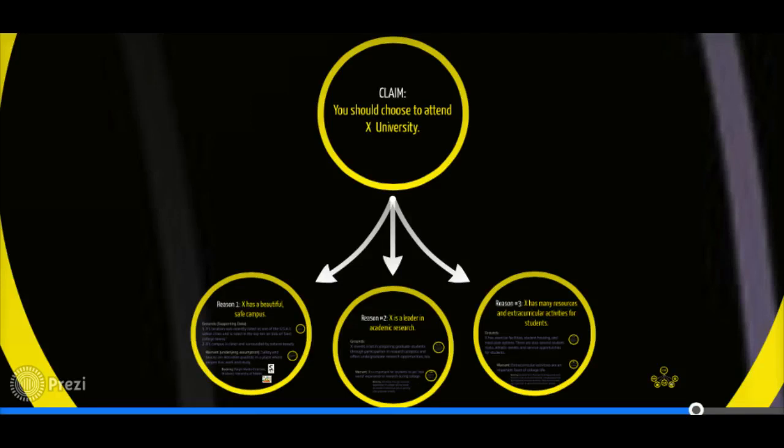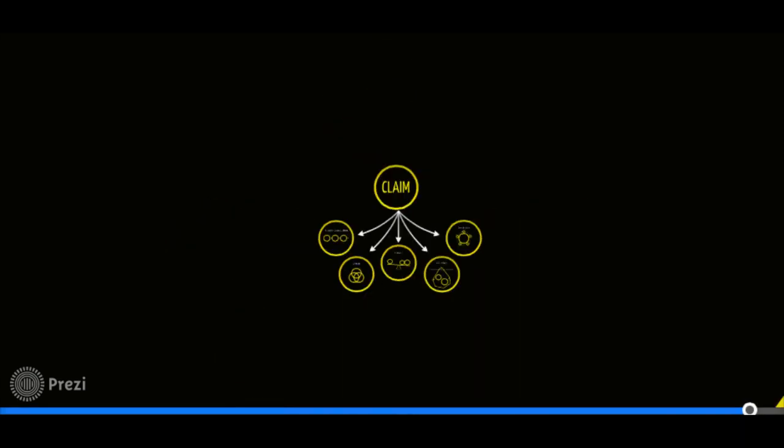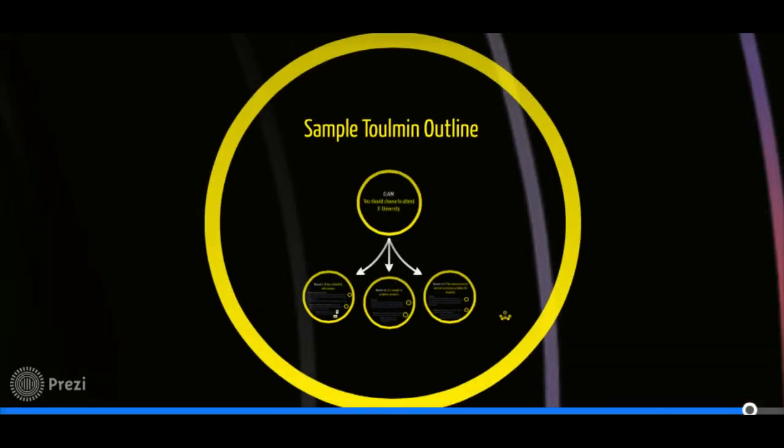Remember that the Toulmin outline is just the beginning. Eventually what you're going to do is take this information and make a much more complex argument where you again have an overall claim, but you're going to work through different parts of that claim where you talk about cause and effect perhaps, or ways that different ideas connect. You're going to evaluate things or dig deeper or even combine some different ideas. However, looking at a Toulmin argument first will help you to find the core of your argument and help you to shape things strongly from the very beginning.